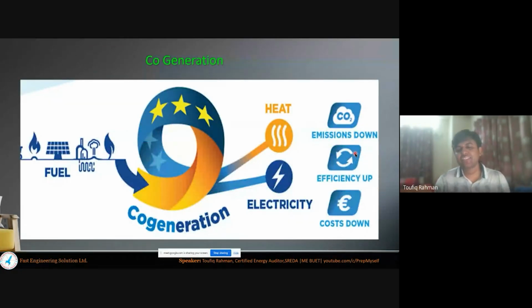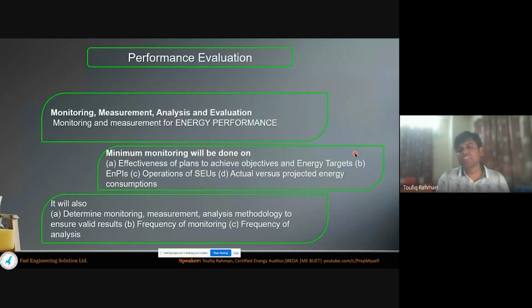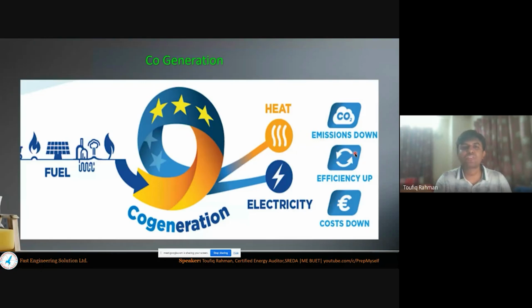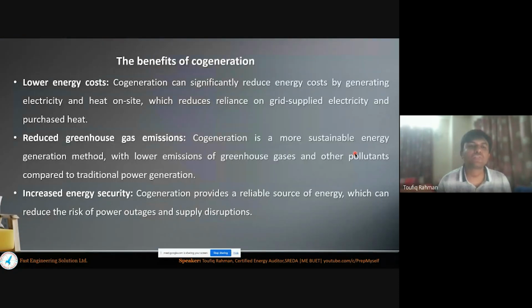So all the things are under the energy management system. I was given a task more than that. I need to talk about cogeneration because it is inside the energy management system. Cogeneration means if we use a generator for electricity, these generators also produce heat. If there is heat needed, then we can use this heat for other purposes like steaming or heating water. The benefits of cogeneration are lower energy cost, reduced greenhouse gas emission, as well as energy security.